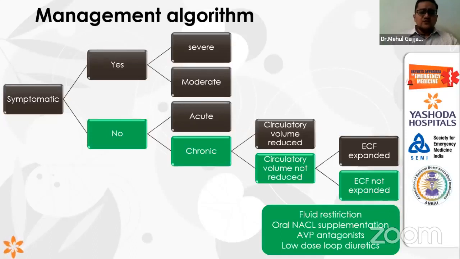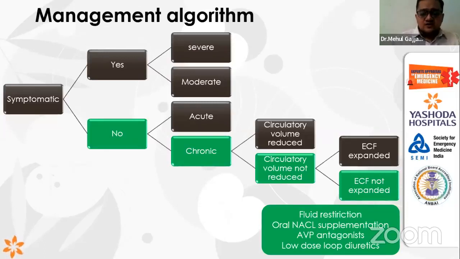there is a difference between the American guideline and the European guideline. The European guidelines clearly do not recommend AVP antagonists in case of SIADH. Well, the American guidelines do recommend them as second line therapy after fluid restriction.